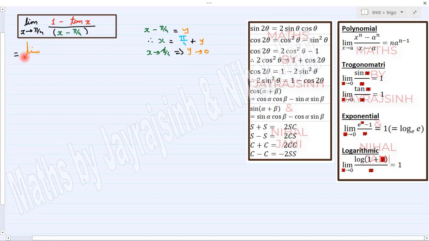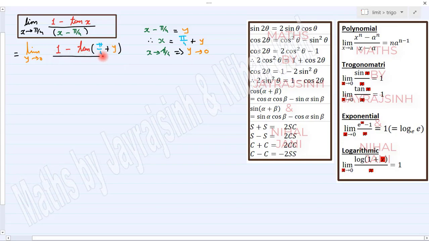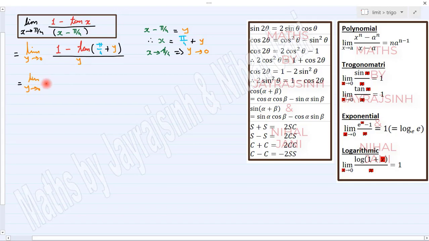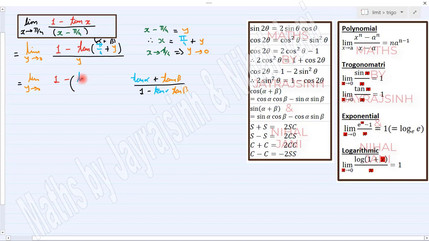So let's modify our limit. Y tends to 0. In the numerator, we'll get 1 minus tan (pi by 4 plus y), whole divided by y, since x minus pi by 4 will simply become y. So limit y tends to 0, 1 minus tan (alpha plus beta), which can be expanded using the formula of tan alpha plus tan beta upon 1 minus tan alpha tan beta.